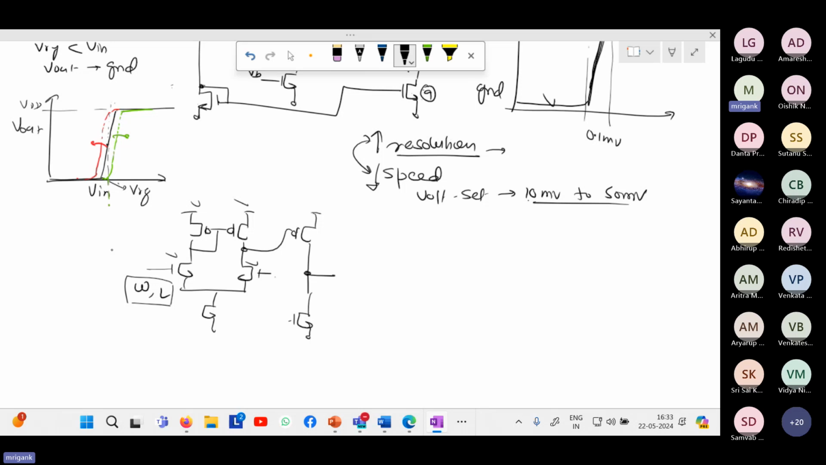Now, right now we have not studied the physical layout. When we study the physical layout, we will see there are ways of laying out the transistors in such a way that reduces the mismatch in the transistors which are the matched pair. In this case, these two are the matched pair. In the load pair, these two are the matched pair.